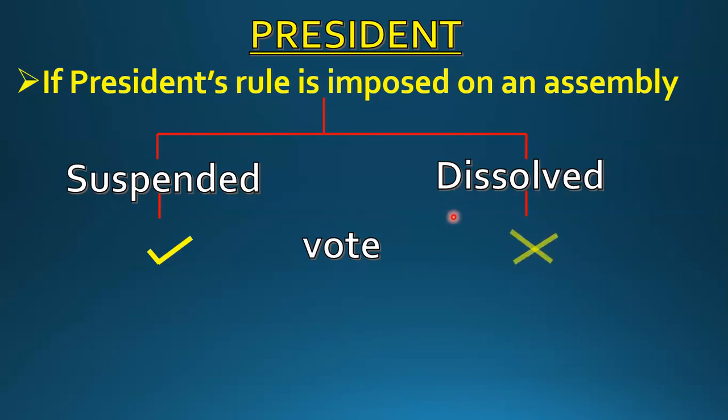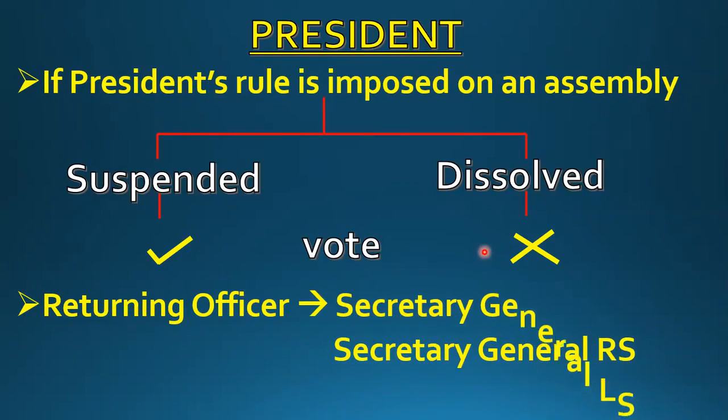So when the assembly is dissolved, the assembly is not allowed to cast a vote in the election of the president. Why? Because the assembly is empty. There are no members inside the assembly. So when the assembly is dissolved, in that case, the assembly is not allowed to cast its vote in the election of the president. Okay.